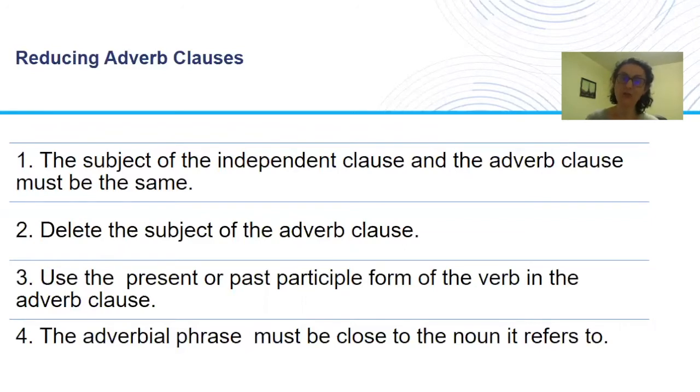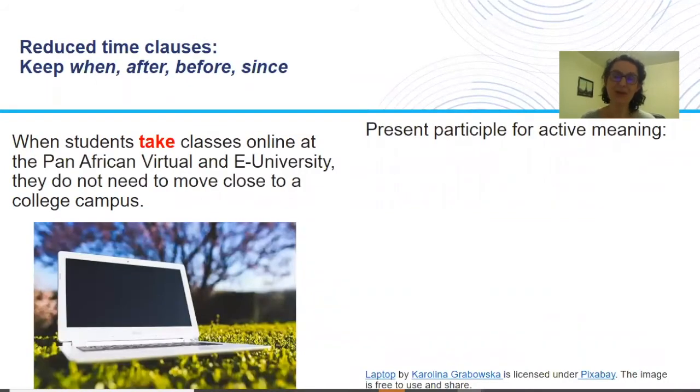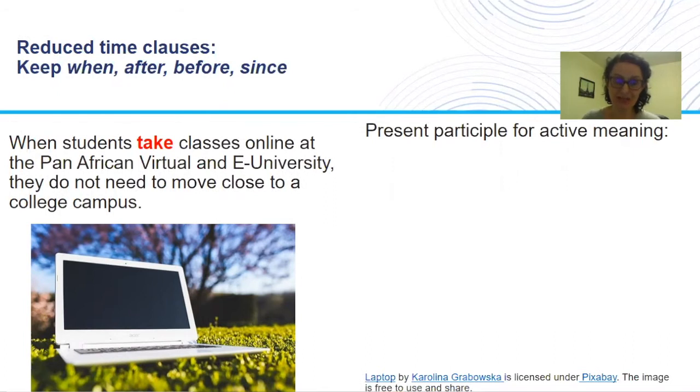Finally, the new adverbial phrase must be very close to the noun. If it's far away, then the meaning will be obscured. So let's see some examples. First, let's talk about how we can reduce time clauses. In case of time clauses, we can keep when, after, before, or since.